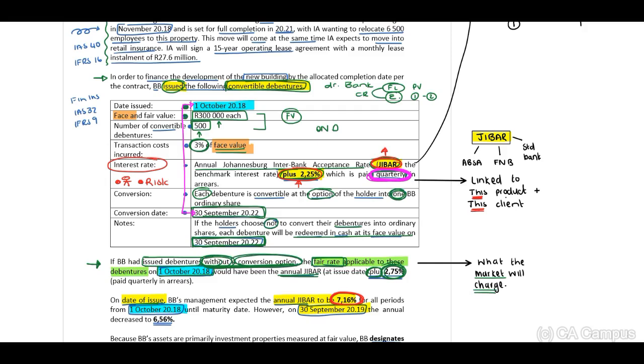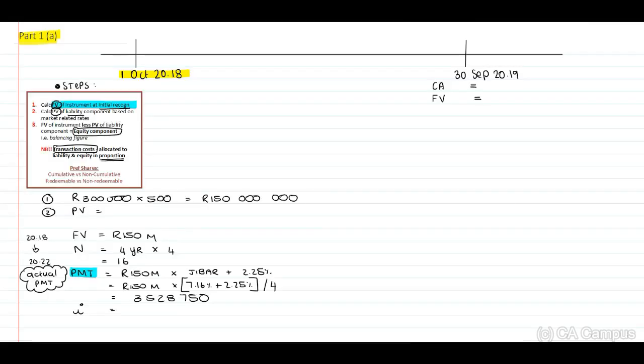Now guys, I'm lying to you. This is not what the market will charge. This is what BB will charge without the conversion option. Therefore, we need to include our rate, which will be the 7.16, our JIBAR, plus the 2.75. Remember, we use the one without conversion. And that will be our rate that we use to determine the present value, as if there is no conversion option. Why? Think about this.